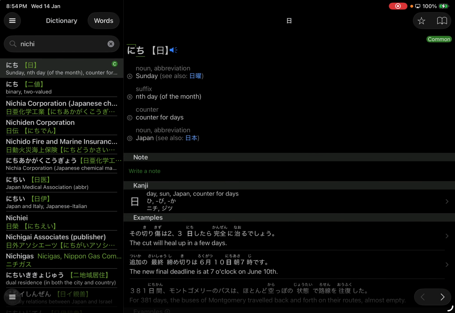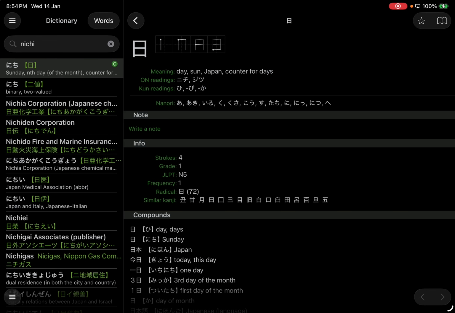Okay. So you see this guy, nichi. It has many readings. To give you an example, it can be read as hi, it can be read as bi, it can be read as ka. Then it can also be read as nichi or jitsu. So there's many readings, right? Depending on what it is paired with.